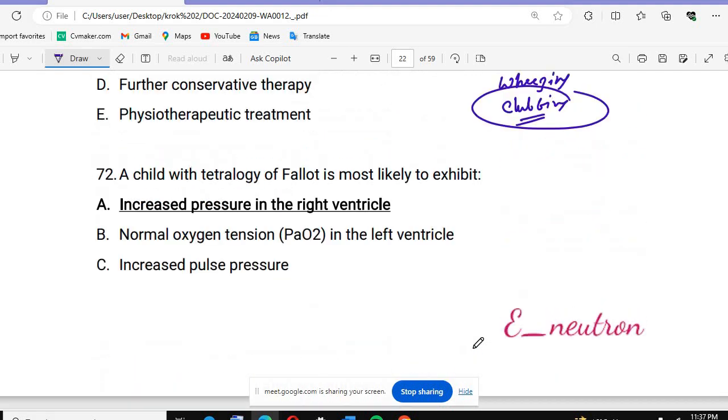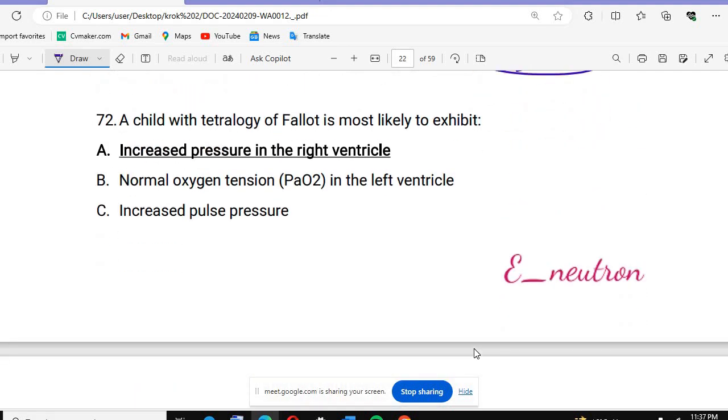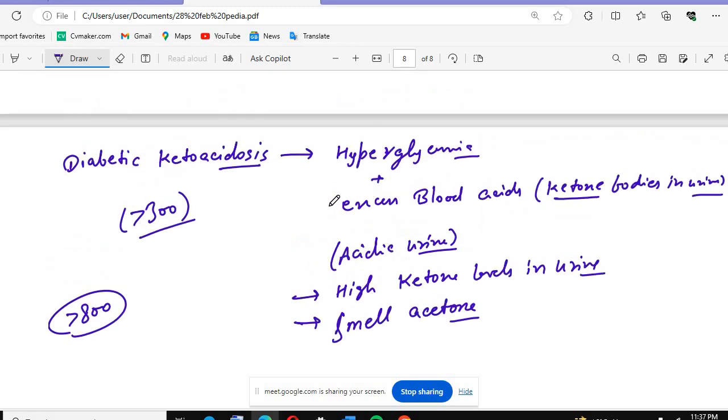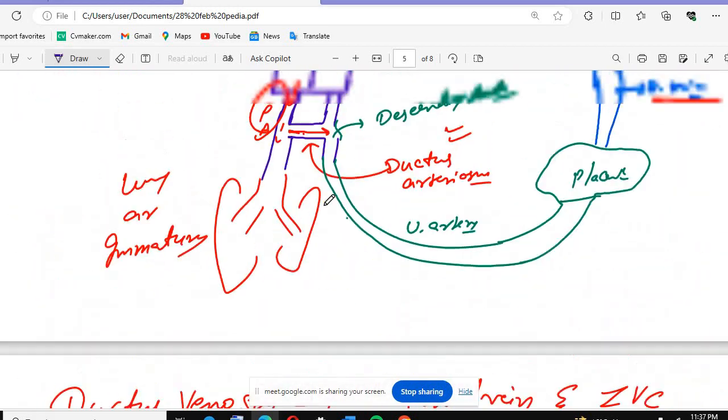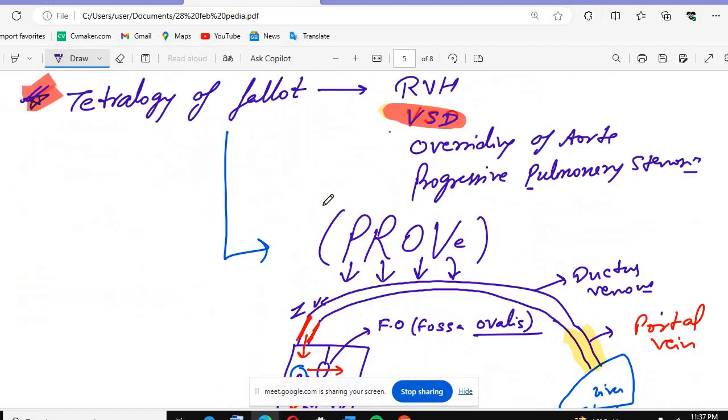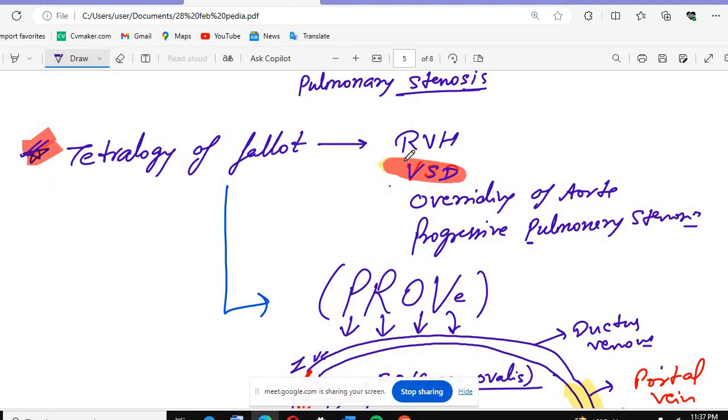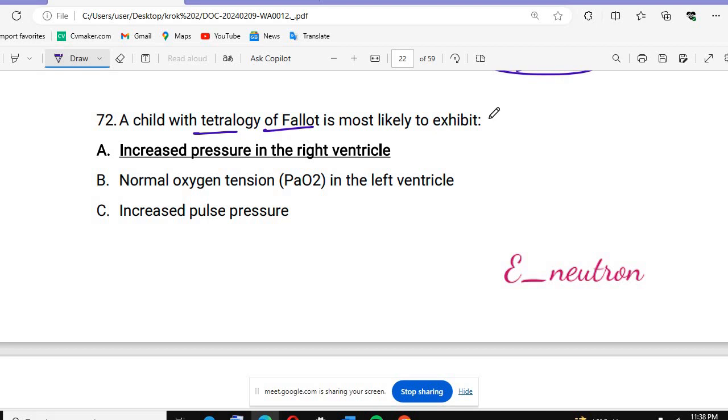There is one question here. A child with the tetralogy of Fallot is most likely to exhibit: See, in the tetralogy of Fallot, what we studied, again coming back to our cardiology topic. In the tetralogy of Fallot, we state there is a right ventricular hypertrophy, ventricular septal defect, overriding of aorta, progressive pulmonary stenosis. So here we can see most likely to exhibit.